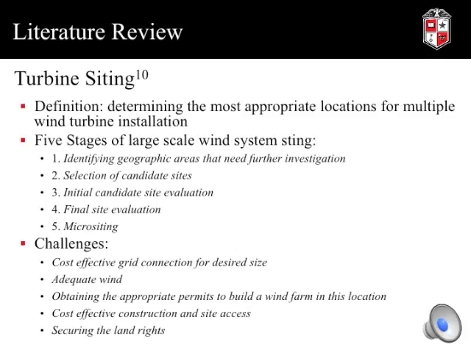The major initial challenges when siting a potential farm include finding a cost-effective grid connection, preferably a medium voltage grid for the desired size of the farm, ensuring there is adequate wind, maintaining cost-effective construction efforts and site access, obtaining the appropriate permits to build a wind farm in this location, and securing the land rights.